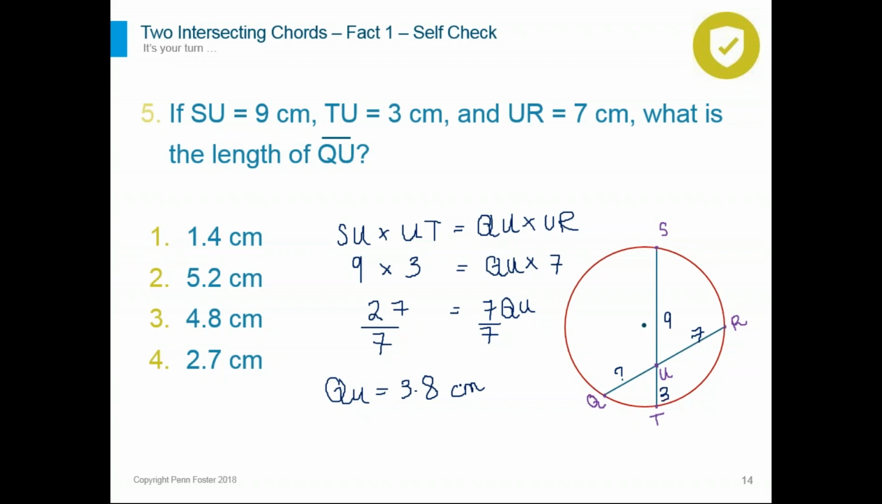So the answer should be 3.8. None of the answers actually is correct. So that should be 3.8 actually. So that is C. And that's the reason none of you answered the question, I just realized. So 3.8 is the answer. Any questions? Any questions on how to use the proportion or how to know that this is the proportion that we have to use?